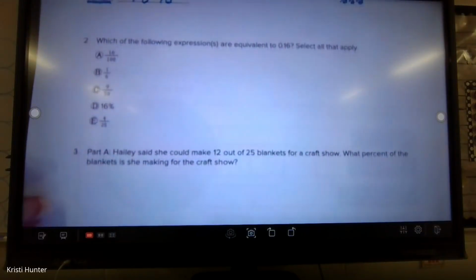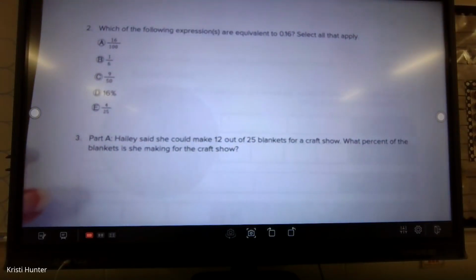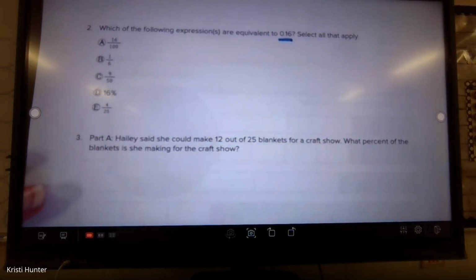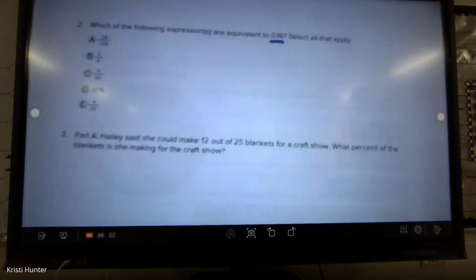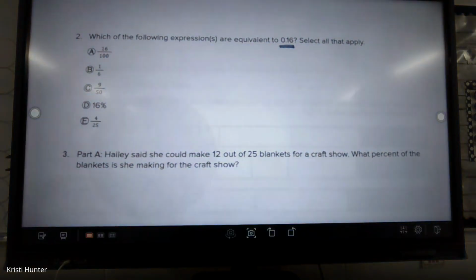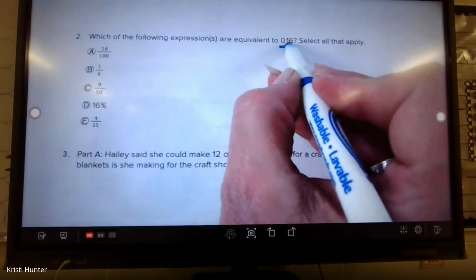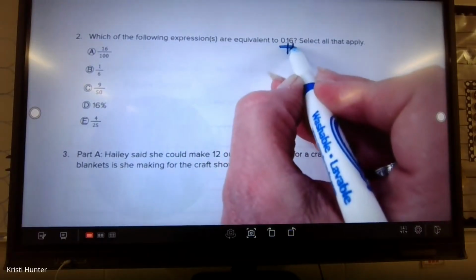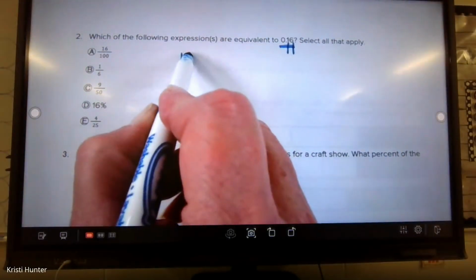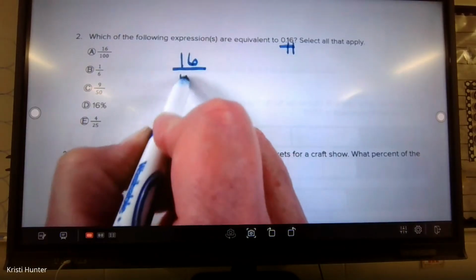Number 2, which of the following expressions are equivalent to 0.16? Again, we're supposed to select all that apply here. So when I look at this, remember place value. We have the tenths place. This is my hundredths place where the 6 is. So I would have 16 hundredths.